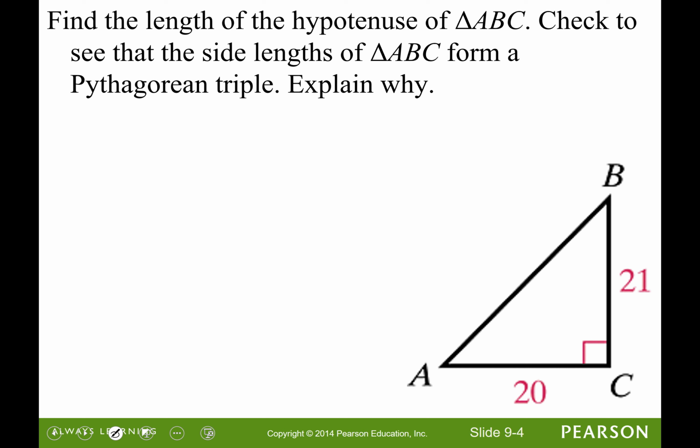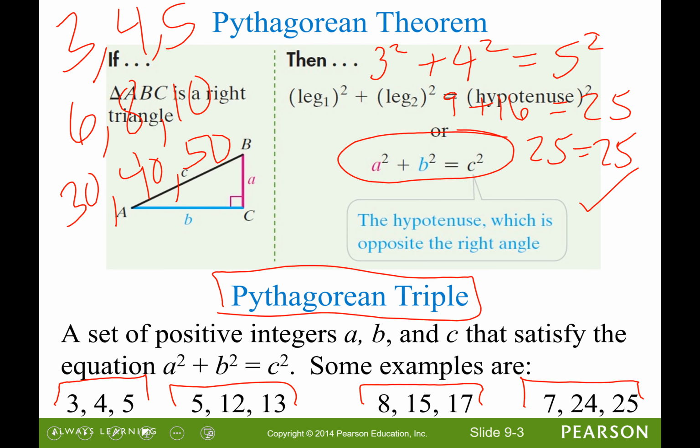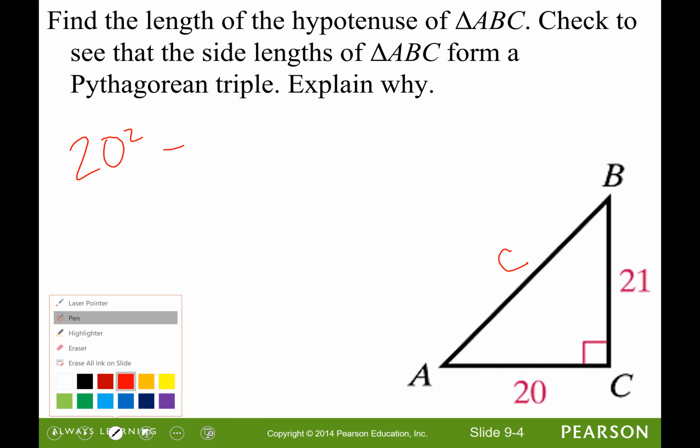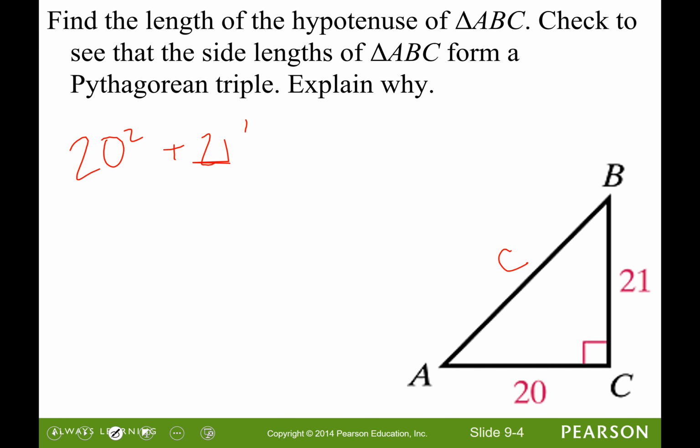Okay, so let's look at this one. We're asked to find the length of the hypotenuse of triangle ABC. And we're asked to check to see that the side lengths of triangle ABC form a Pythagorean triple. Okay, so we're going to call this third side here lowercase c, or question mark if you want. And then we're going to set this equation up as 20 squared plus 21 squared. We're going to check if that is equal to c squared, and if c is a whole number, then we would have a Pythagorean triple.